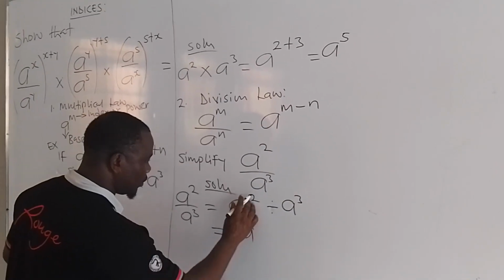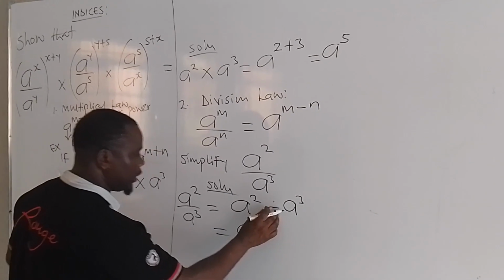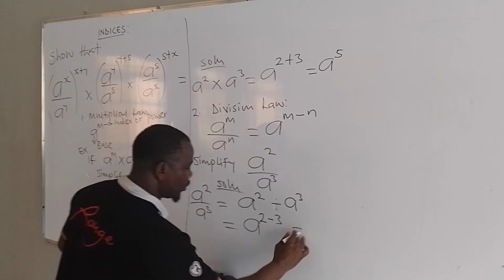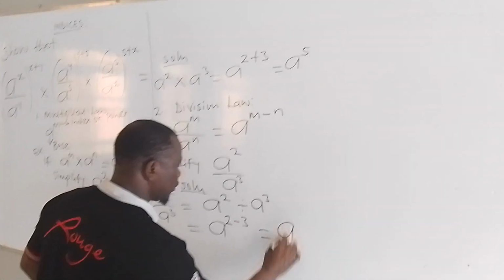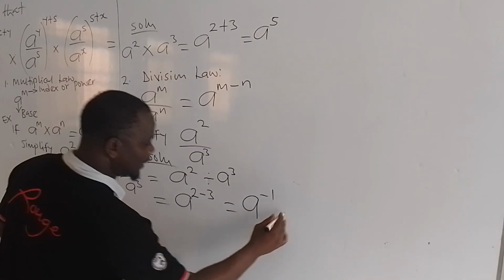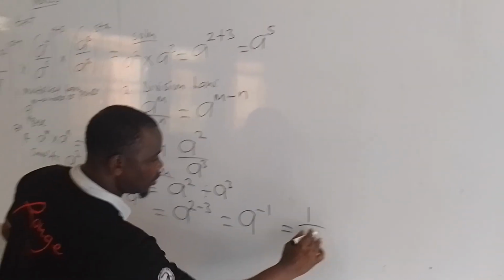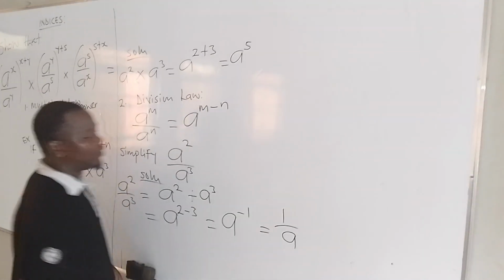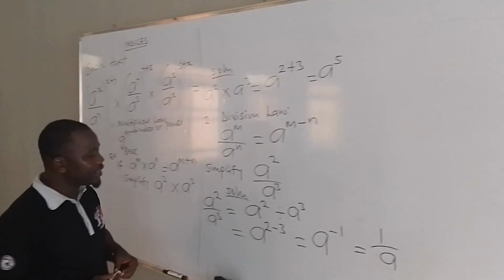a raised to the power of what is here? 2. Since it is division, it will now be minus 3. Then this is equal to a raised to the power of 2 minus 3, which gives us minus 1. And this is the same thing as 1 all over a. You can leave it like this or like this. They are all the same thing.